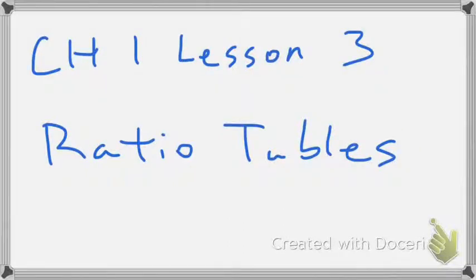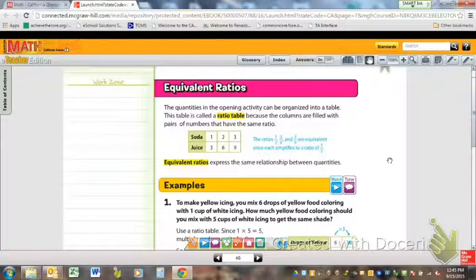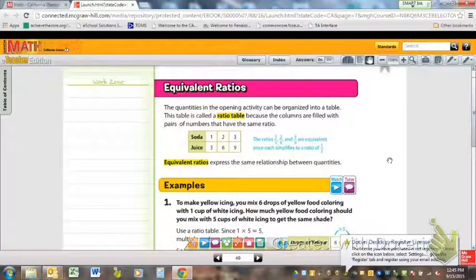Chapter 1, Lesson 3, Ratio Tables. A ratio table is when you organize numbers.